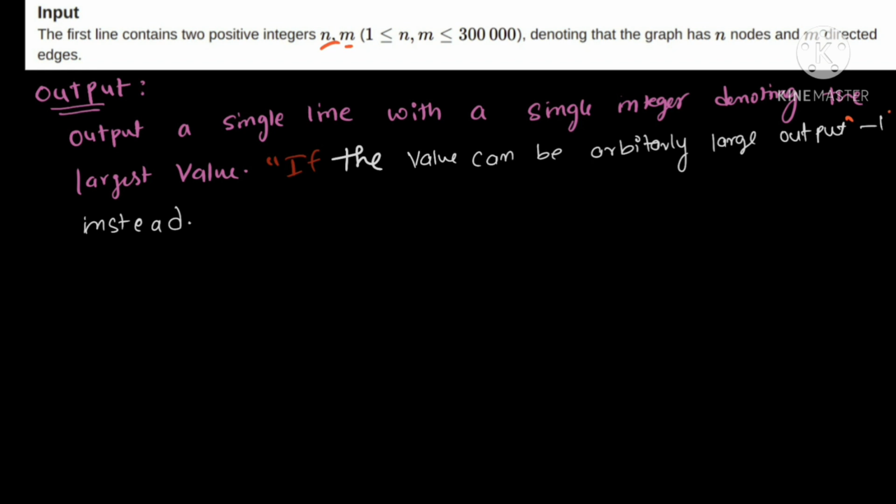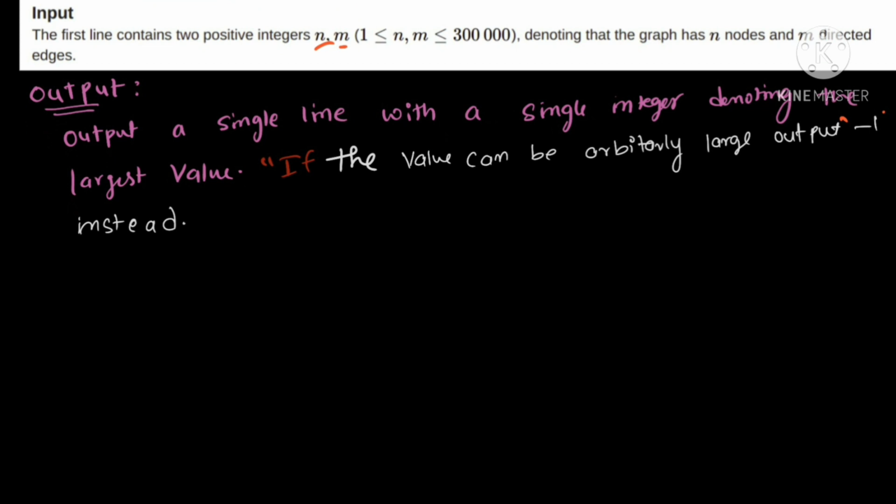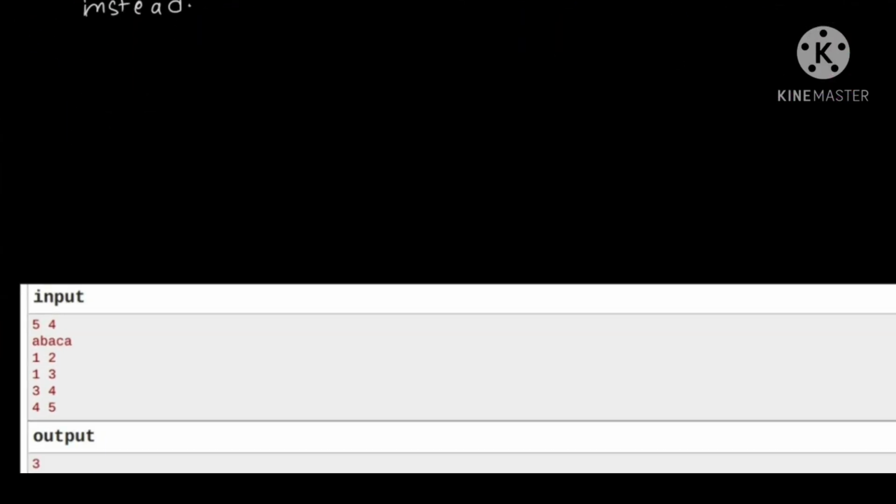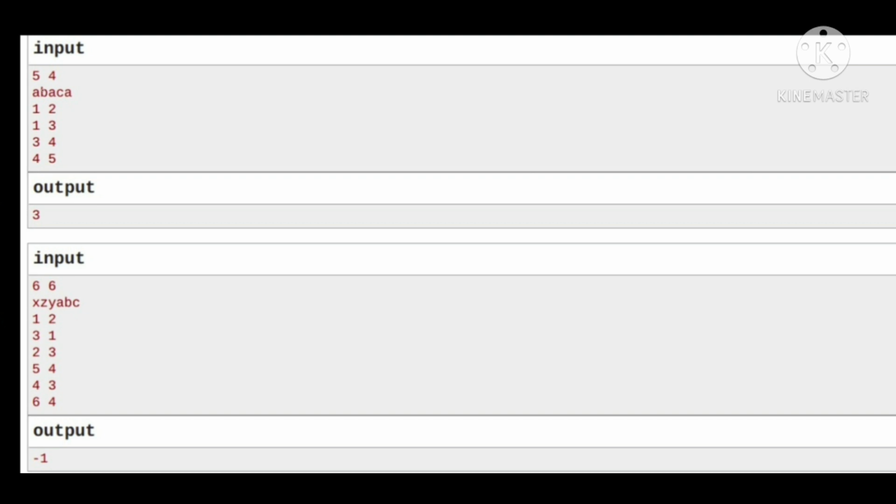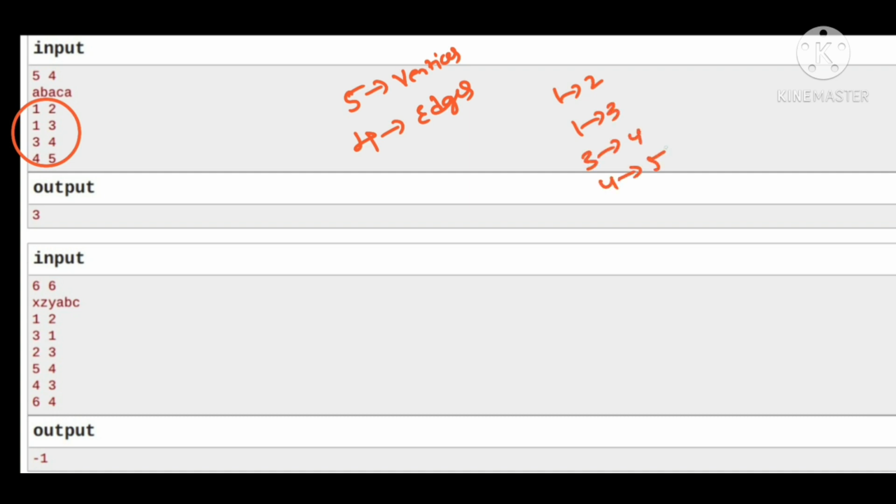I think you will not be clear with this, so let me explain the test cases once, then you will understand. Test case number 1. This is 5, the number of vertices in the graph, and 4 is the number of edges in the graph. These lines are just telling how the nodes are connected. Node 1 is directly connected to 2, node 1 is directly connected to 3, node 3 is directly connected to 4, and node 4 is directly connected to 5. This is what we have to infer from it.